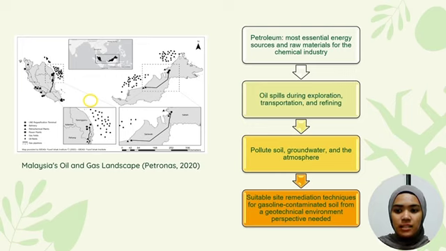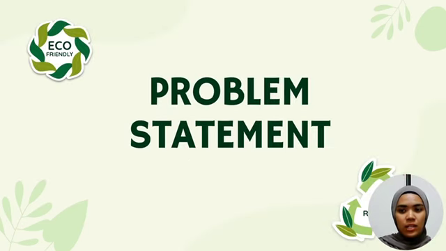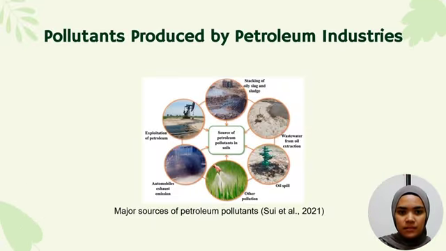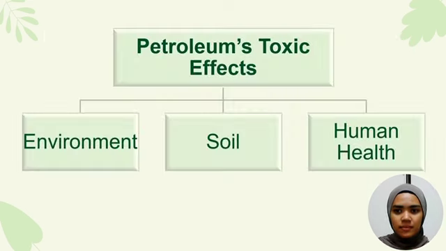As you can see in this slide, suitable site remediation for gasoline contaminated soil is needed to reduce the pollution on soil, groundwater, as well as the atmosphere. Next, we will look at the problem statement. In this picture, you can see the major sources of pollutants produced by the petroleum industry. These petroleum pollutants have side effects that are very toxic to the environment, soil, and human health.